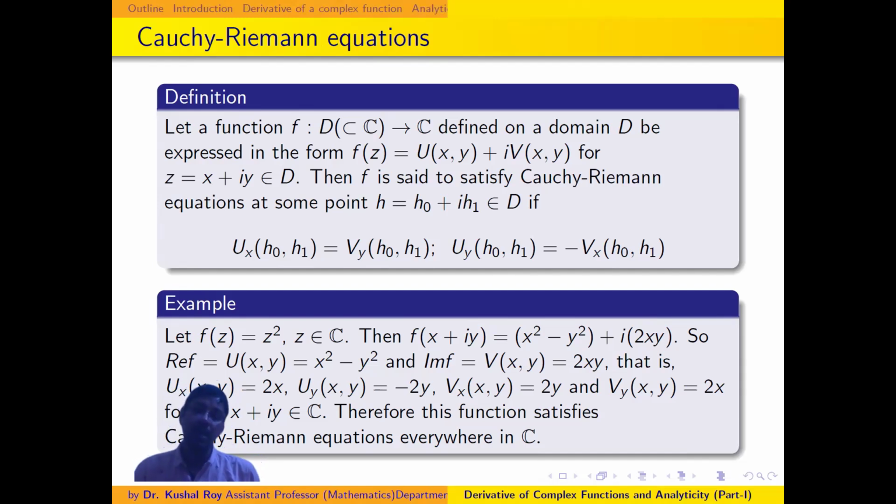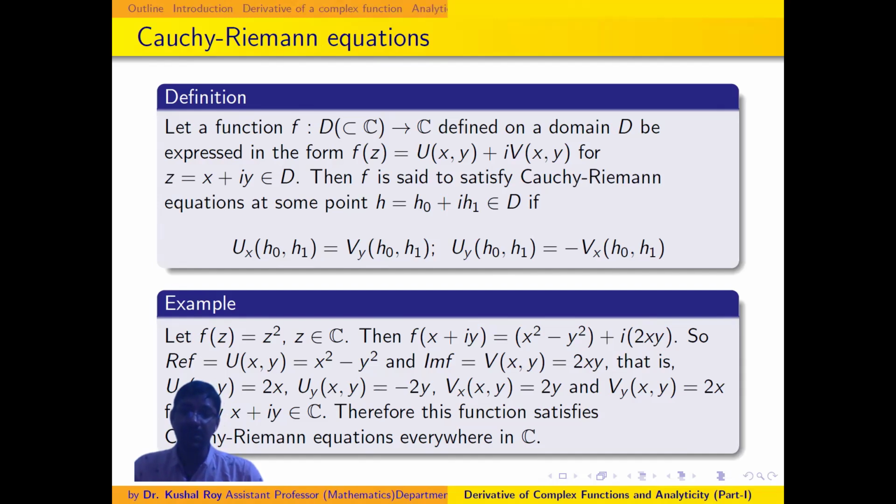Partial derivative of u with respect to y is minus 2y. Similarly, partial derivative of v with respect to x is 2y, and partial derivative of v with respect to y is 2x, for any x plus iy belongs to C.